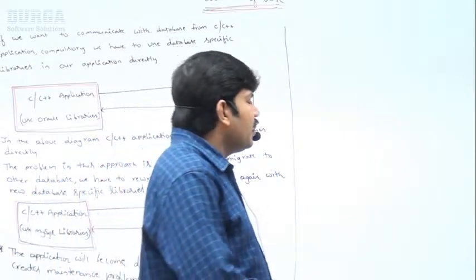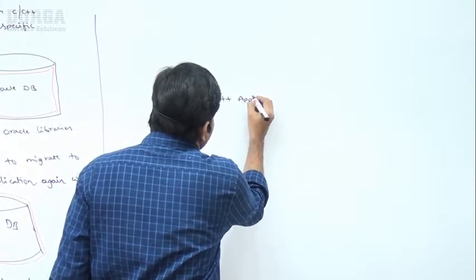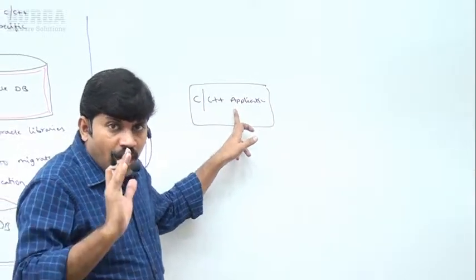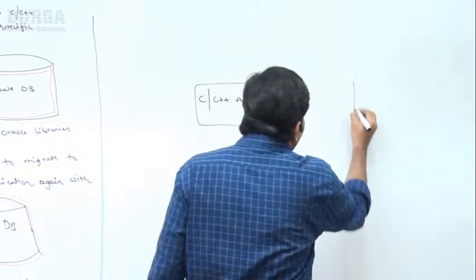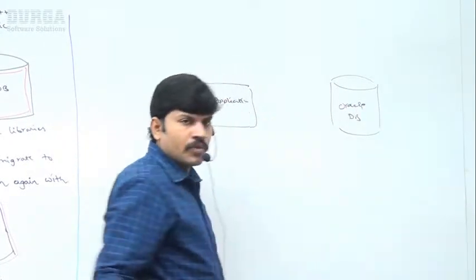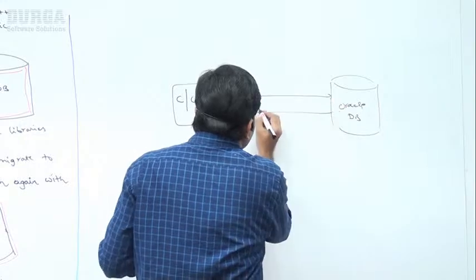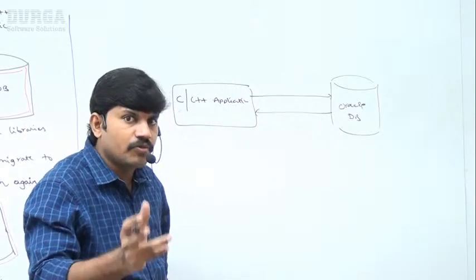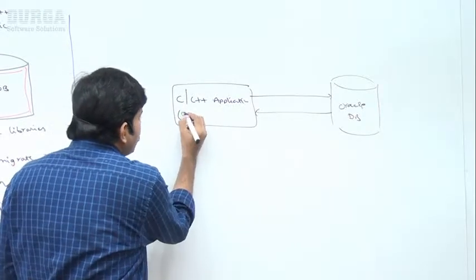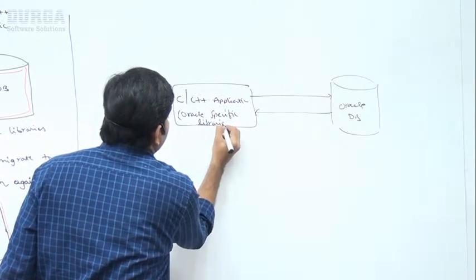Just observe that. I have a C program, a C application. I want to communicate with the Oracle database. Assume that. If you want to communicate a C application with the Oracle database, we are required to use Oracle specific libraries directly in our application. In C, we must use Oracle specific libraries.